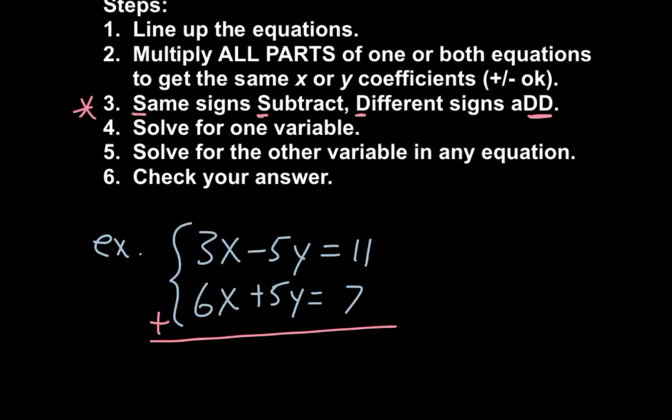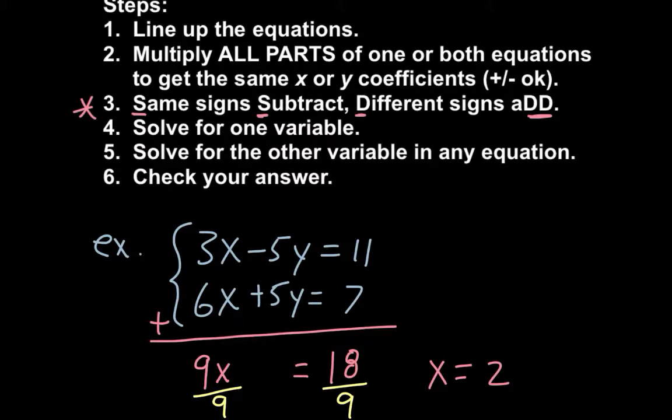But if we add the y's together, we also have to add the x's together. So 3x plus 6x gives me 9x. Like I said, negative 5y plus 5y just drops out, so that's gone. 11 plus 7 gives me 18. Now we have an equation with one variable. If we want to solve that, all we have to do is divide both sides by 9, and I end up with my x value has to be 2.